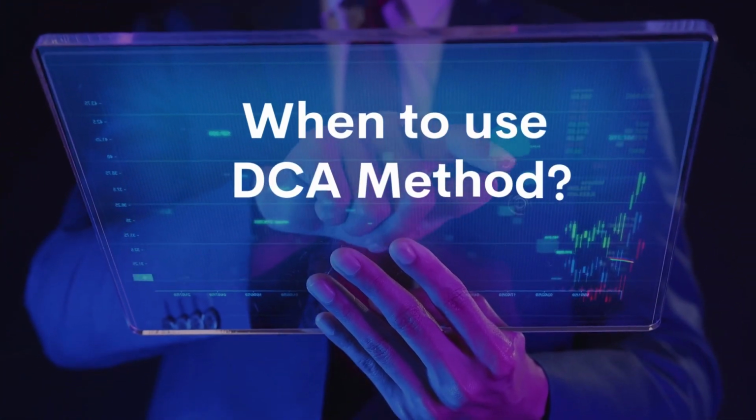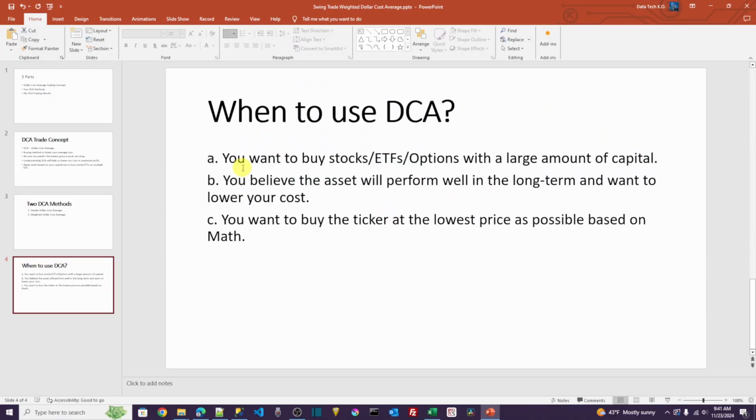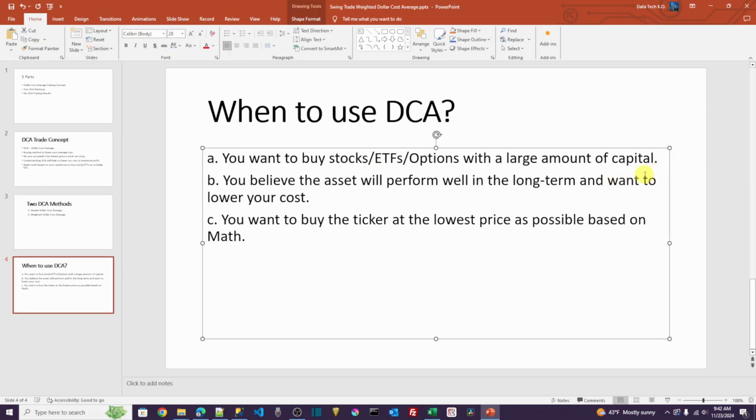When does it make sense to use dollar cost average? Here are some scenarios. To use dollar cost average, especially weighted dollar cost average, you want to buy stocks, ETFs, or options with a large amount of capital, it makes sense to use the weighted dollar cost average as opposed to the simple dollar cost average. You believe the asset will perform well in the long term and want to lower your costs. Simple or weighted dollar cost average makes sense. You want to buy the ticker at the lowest price possible based on math. Then again, you want to implement either the simple dollar cost average or weighted dollar cost average.